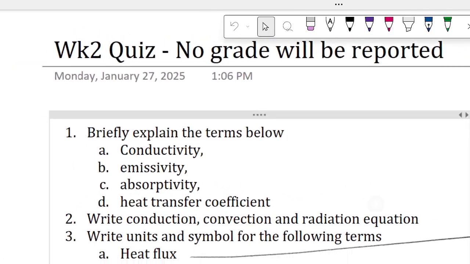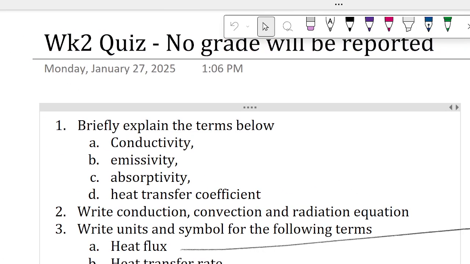Briefly explain the terms below. I'll just talk about them. I'm not going to write it because all those things are in your notes. Notes means your class notes and the PowerPoint that I uploaded. The first one is conductivity. Conductivity is k. In the conduction equation you have seen the k, you know the units of that, and it is a property of a material. In other words, you can get the value of conductivity for any material from the appendix of your textbook.